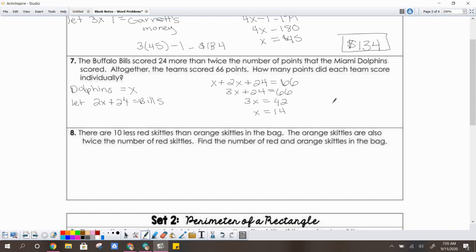So the Dolphins got 14 points. And I'm going to take the 14 and plug it back in here to figure out what the Bills got. Okay, and when you solve this, that tells you the Bills score. And the Bills ended up with 52 points.